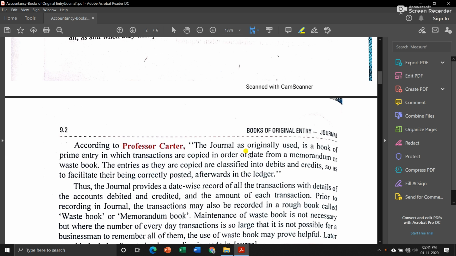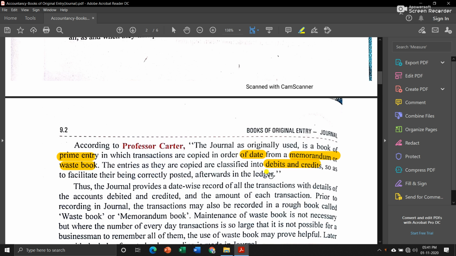According to Professor Carter, the journal is originally used as a book of prime entry, means first entry, in which transactions are copied in order of date from a memorandum or waste book, or you can say source document. The entries as they are copied are classified into debits and credits. Means in journal there will be two parts, one for debits and one for credits, so as to facilitate their being correctly posted afterwards in the ledger. After recording in journal, we will take those entries and post them in the ledger.